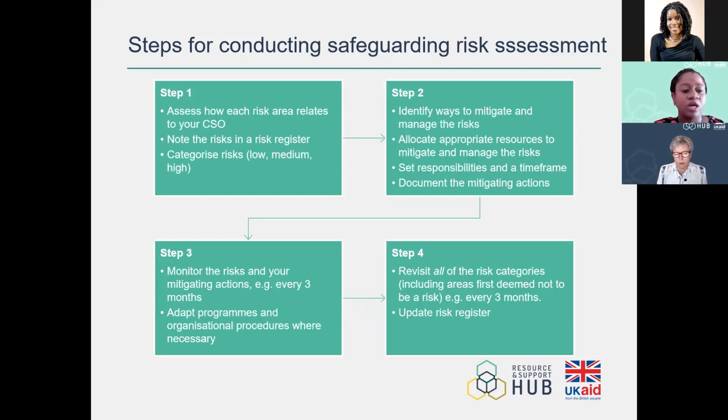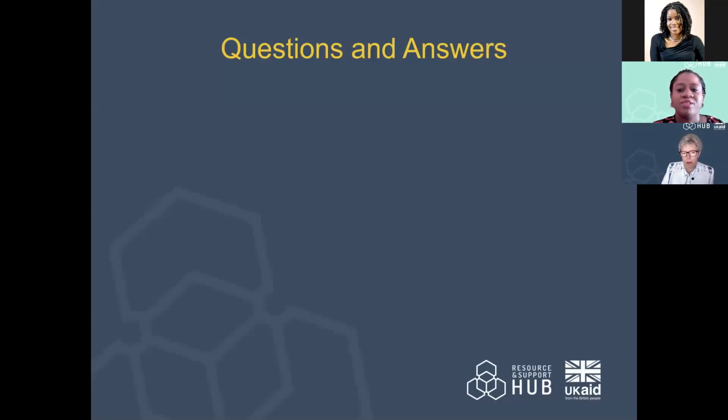So you adapt programs and organizational procedures where necessary. And then the fourth stage is to revisit all the risk categories again, including areas that you first deemed not to be a risk. Again, depending on how you want it, it might be 3 months, might be a year, and then update the risk register. So it's a continuing cycle, you do it and you do it again. It's not like, oh, we've done risk assessments, so there's no need to go into risk assessments again.